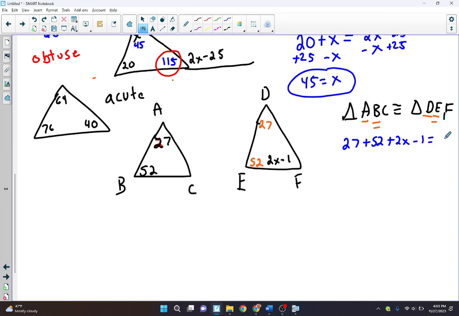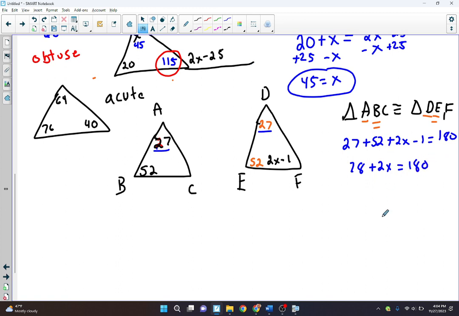Wouldn't it be 2x minus 1 equals 52? No, they're not matching. If this was on E, which I'll show you in the next one, then it would be. It's based off the congruent statement. So angle A, which is the first one on the statement, matches angle D, which is the first one on that statement. So if this is 27, this must also be 27. Outside angles are different. You need to do a different thing. Outside angles mean a different type of question.